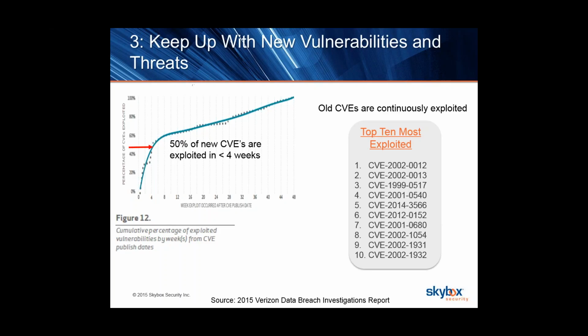On the right-hand side, though, you see that the problem is not just about what you do in the first few weeks, it's what you do over a long period of time. So we see that older vulnerabilities are continuously exploited. In fact, when we look over the last year at the top 10 most exploited vulnerabilities, we see a lot of numbers in here. 2002, 2012, there's vulnerabilities that are continuing to be exploited years after they're released. And so it's not just a matter of addressing the latest thing, but to continue to chip away at the vulnerability risk that you have in your organization.